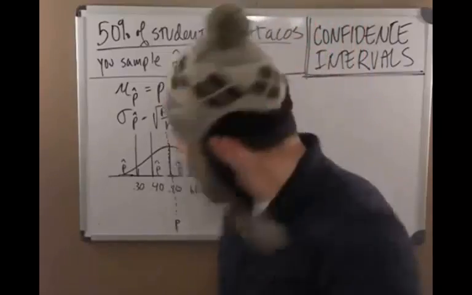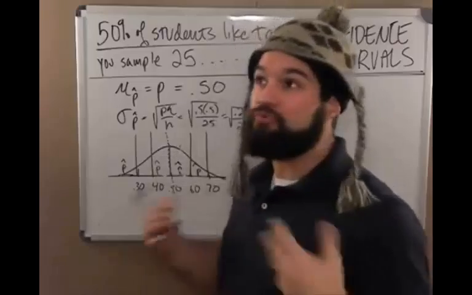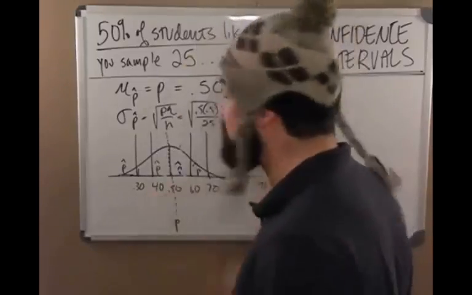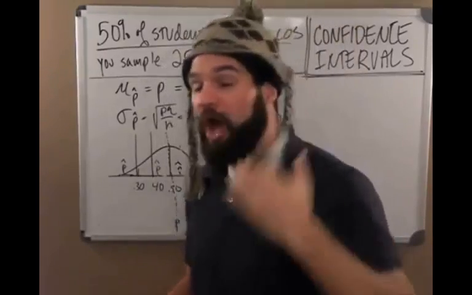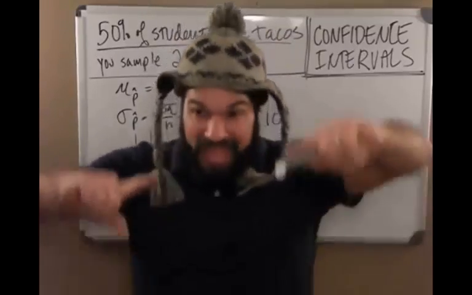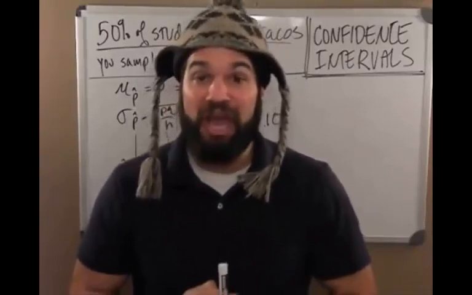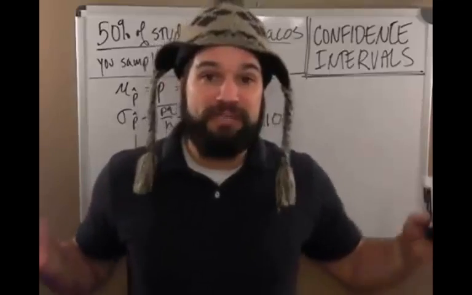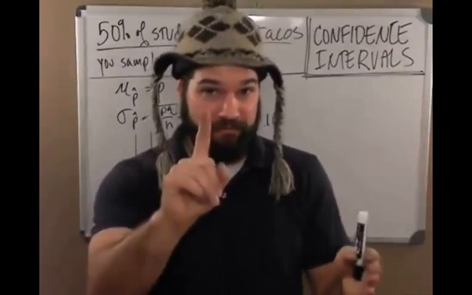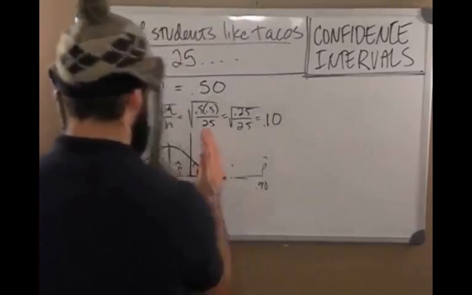But in confidence intervals, we don't know what the true P is. So we don't really know how weird our number is compared to everything else. But all we do know is this: if 95% of my p-hats are within 2 standard deviations, then 95% of my p-hats are within here and here.